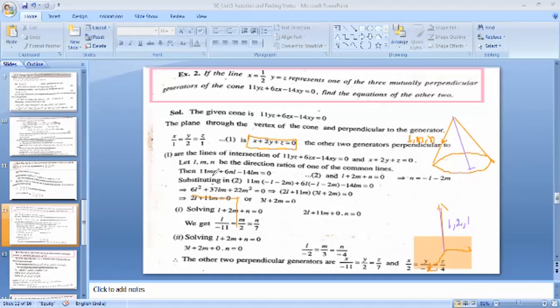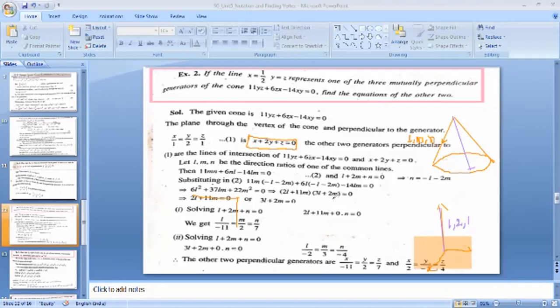What are they? 11mn plus 6nl minus 4lm equal to 0. And further, we have L plus 2m plus n equal to 0. Now from this, automatically, what is n? n equal to minus L minus 2m. Now substituting this, we have 11m into minus L minus 2m plus 6 into n, that is minus L minus 2m, minus 4lm equal to 0.